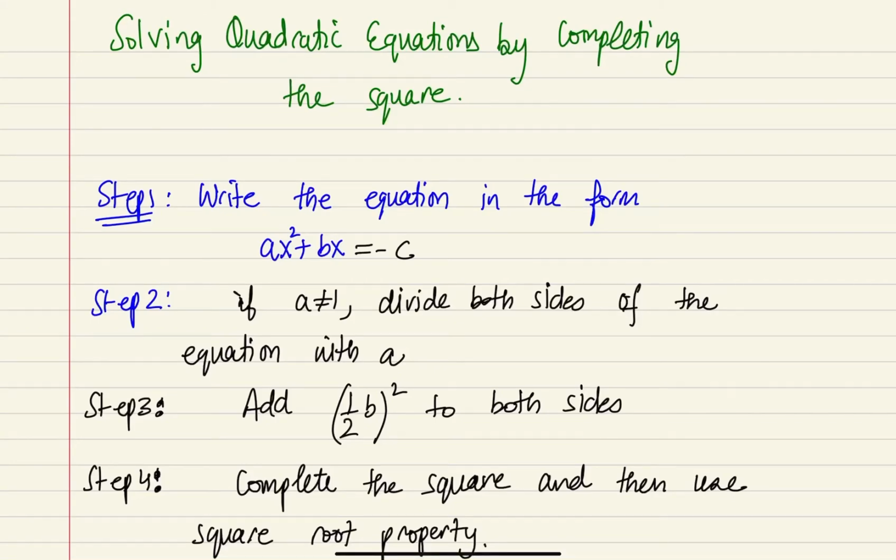Completing the square method is a longer way of solving a quadratic equation, but it does work with every single quadratic equation. You can always solve any quadratic equation using completing the square method, and you can always solve any quadratic equation using the quadratic formula as well.